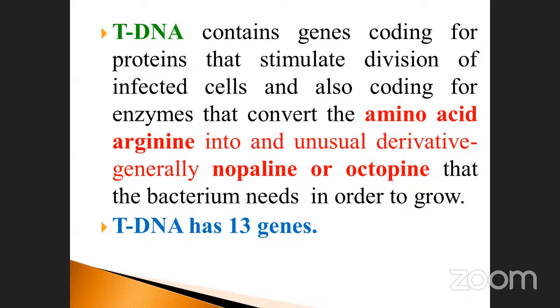The T-DNA contains how many genes? The 13 genes are present there. The pUC plasmid is 11. UC, isn't it? University of California. That plasmid contains 11 genes, but here 13 genes are there. Don't forget, my dear. This is very, very important.